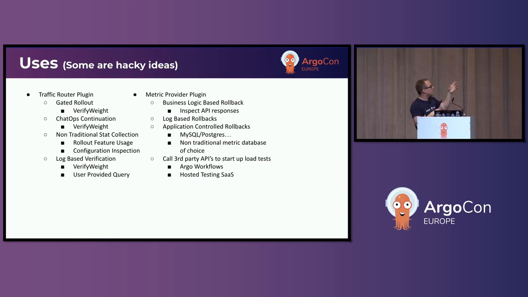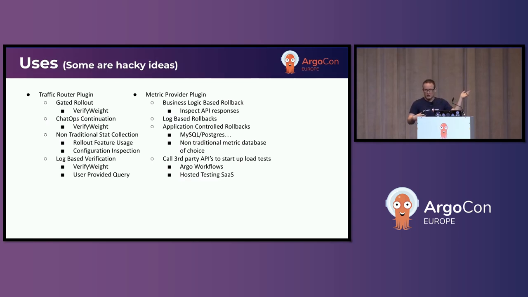And the same goes for metric providers. There are some interesting use cases there. You can think of it as a plugin that can control when Argo Rollouts will roll back, right? You can have a plugin that does business-level logic, inspects APIs, calls complex systems to determine should I roll back or not, and you'd be able to have that control there.